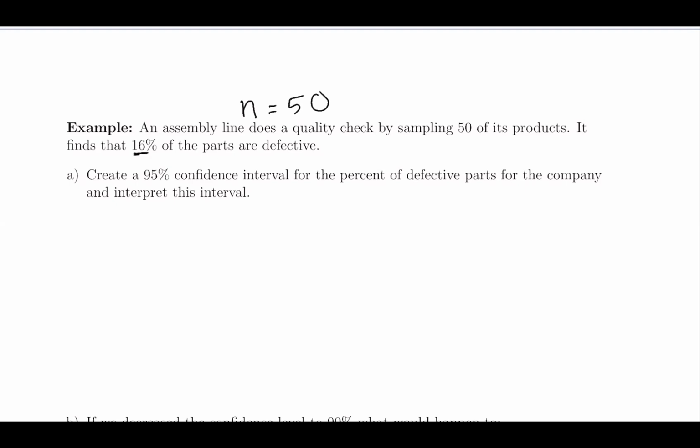So if you look right here, it says 16% of the parts are defective. So talking about these 50, 16% of them are defective. Since the 16% is coming from the sample of 50, we're gonna say P hat is equal to 16%. All right. Everybody good for that? N is equal to 50, P hat is equal to 16%.